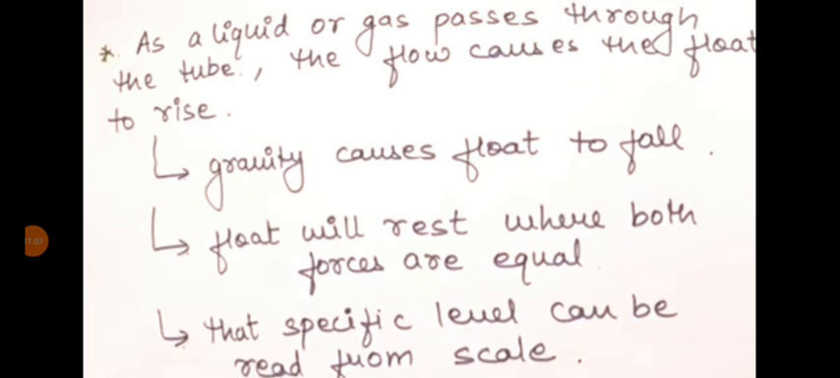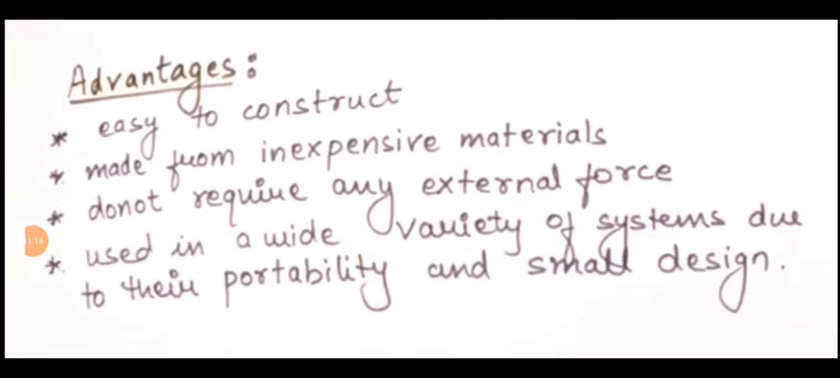Here a graduated scale is calibrated in the rotameter. So this is the construction and working of the rotameter. Now we'll see the advantages, disadvantages, and applications of the rotameter. There are many flow rate measuring devices.